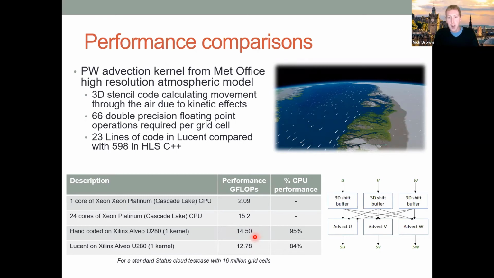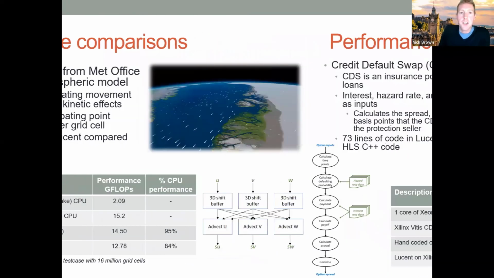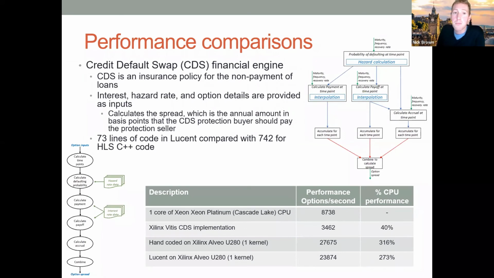So even though we are slightly short of the 24-core CPU, actually with this one, we can scale up to 6 kernels. And we could do the similar here. We just haven't yet because we're focusing very much at the individual kernel level and getting that data flow fast by construction. And then lastly, just the other example is a credit default swap engine.